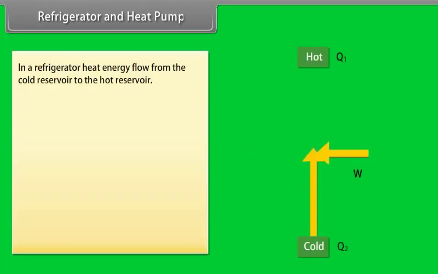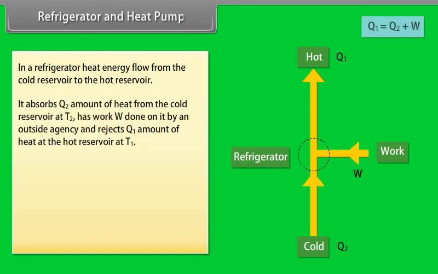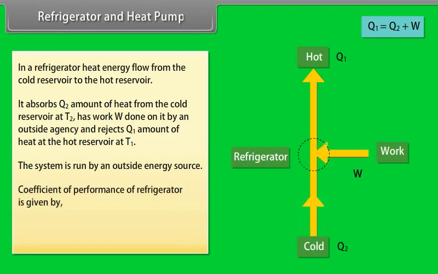Refrigerator and heat pump. In a refrigerator, heat energy flows from the cold reservoir to the hot reservoir. It absorbs Q2 amount of heat from the cold reservoir at T2, has work W done on it by an outside agency, and rejects Q1 amount of heat at hot reservoir at T1. The system is run by an outside energy source. Coefficient of performance of refrigerator is given by alpha is equal to Q2 upon Q1 minus Q2.